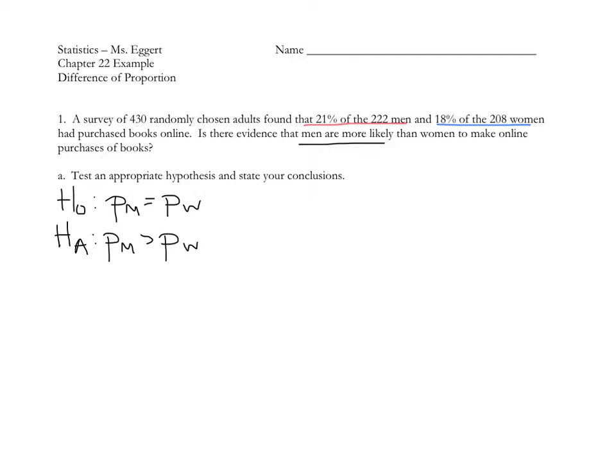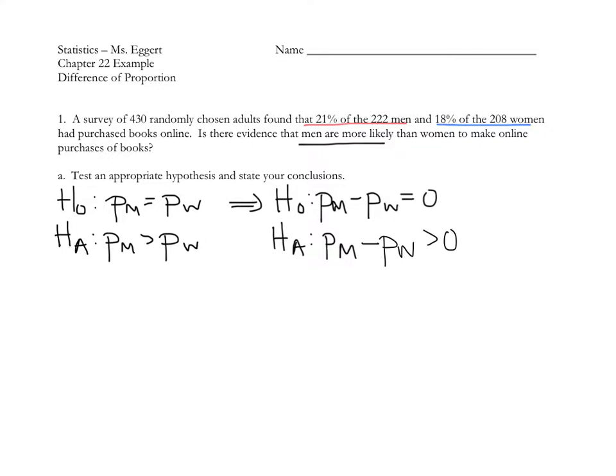In your book, you might also see this written as the difference of men and women is 0. There is no difference. And my alternative would be the proportion of men minus the proportion of women is greater than 0. Think about it. If I brought this to the other side, it would still be the same thing as this over here.